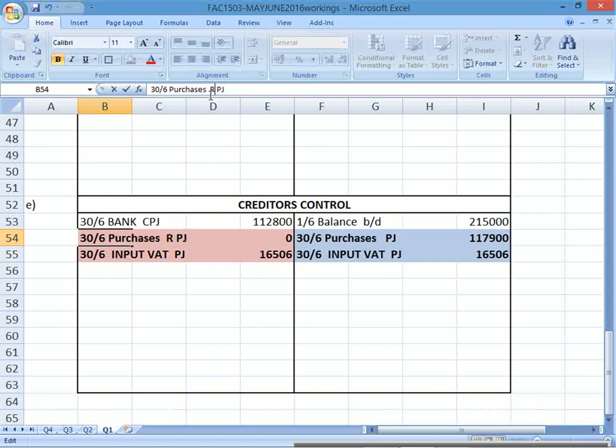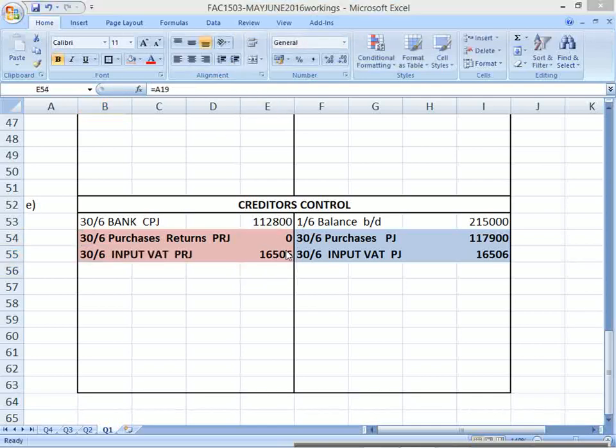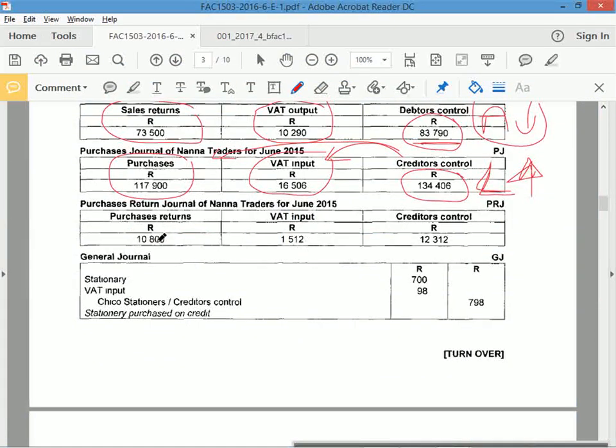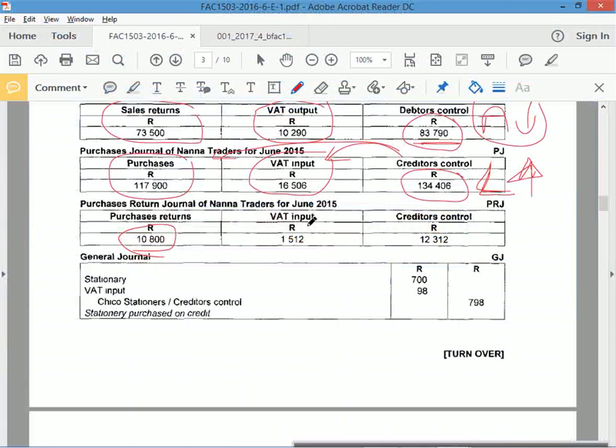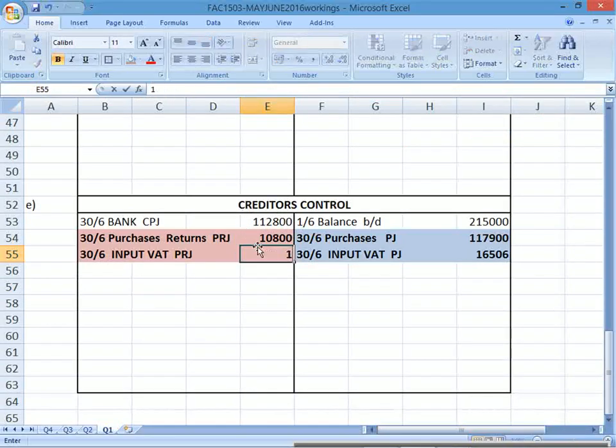These are the returns from the purchase returns journal. The returns amounted to how much? 10,800. And the input VAT totaled 1,512. There it is. There's the return.